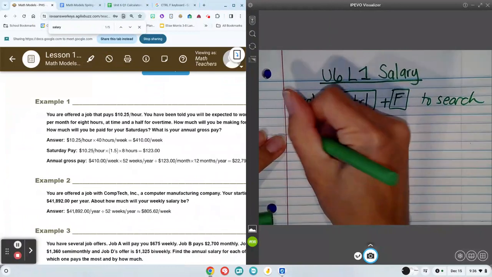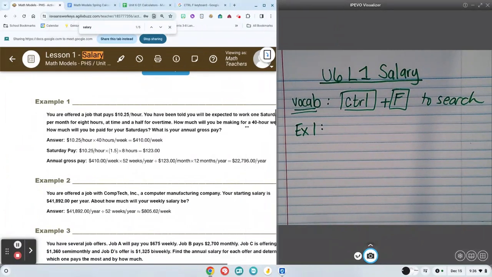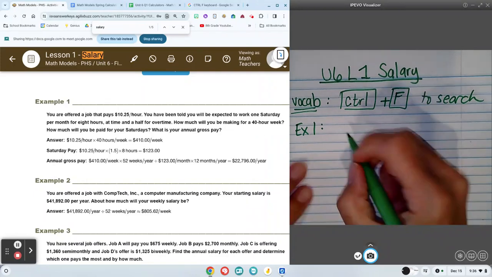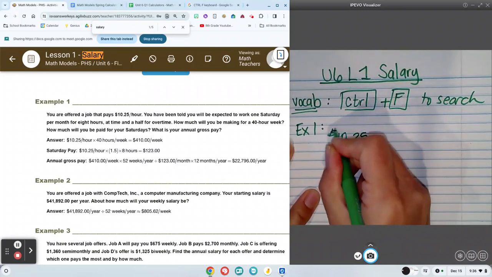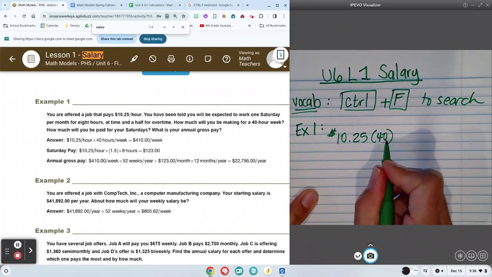Okay. So example 1, you're offered a job that pays $10.25 an hour. You've been told that you'll be expected to work 1 Saturday per month for 8 hours at time and a half. That means 1.5. Okay, 1.5 for overtime. How much will you be making for a 40-hour week? Okay, there's some other questions there, but let's just do one at a time. For 40 hours, you make $10.25 and you're going to work 40. So we're going to multiply these two.